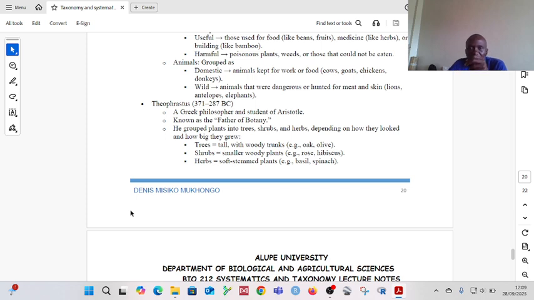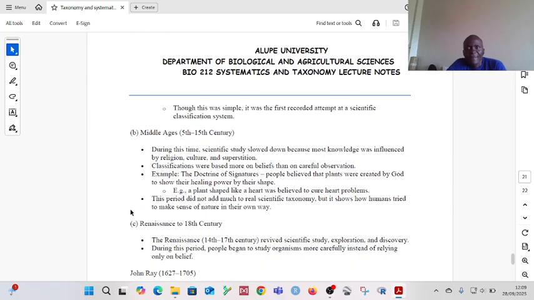Those that were categorized as shrubs were smaller woody plants. Then there are those who could be categorized as herbs because they had soft stems as plants. So as you see, this was a very simple way in which categorization was done. However, it is recorded as the very first attempt to classify organisms in a scientific context.